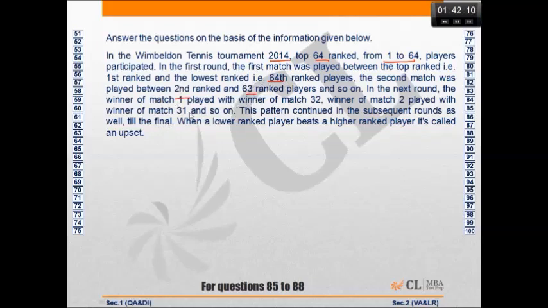In the next round, the winner of match 1 played with the winner of match 32. This pattern continued in the subsequent rounds as well till the final. When a lower ranked player beats a higher ranked player, it's called an upset.